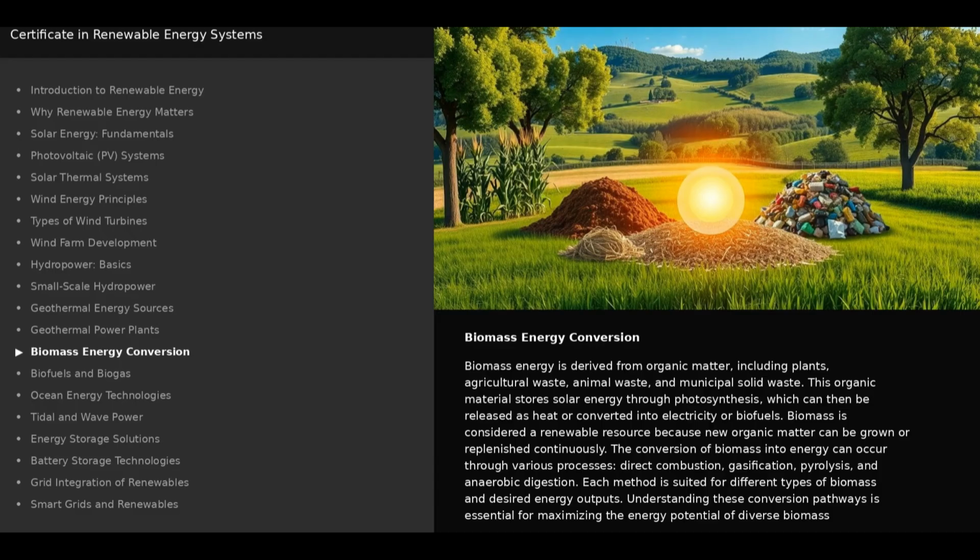The conversion of biomass into energy can occur through various processes: direct combustion, gasification, pyrolysis, and anaerobic digestion. Each method is suited for different types of biomass and desired energy outputs. Understanding these conversion pathways is essential for maximizing the energy potential of diverse biomass feedstocks.